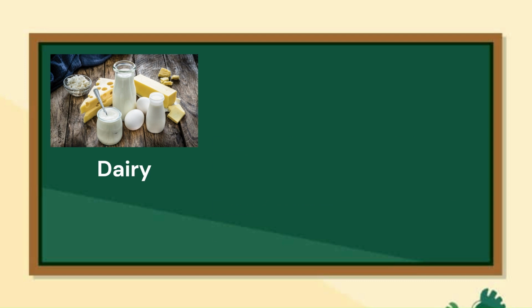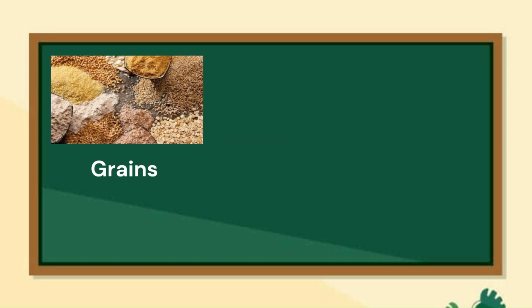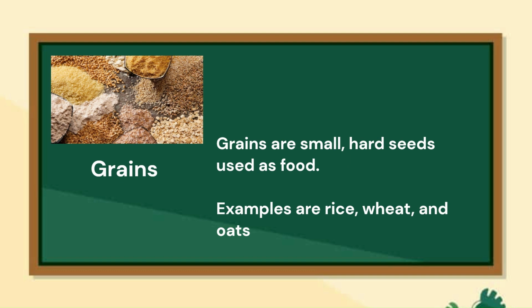Dairy. Dairy products are made from milk. Examples are milk, cheese, and yogurt. Grains. Grains are small, hard seeds used as food. Examples are rice, wheat, and oats.